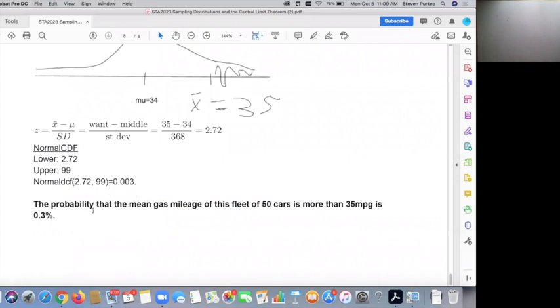The probability that the mean gas mileage of these 50, of the sample... if you don't mention the sample in your sentence, you've done something wrong. We're always making predictions about samples.